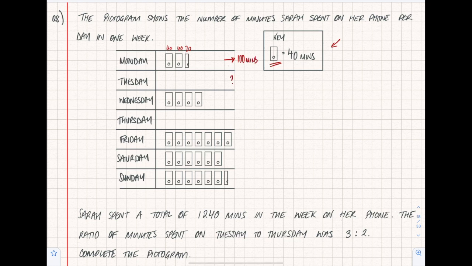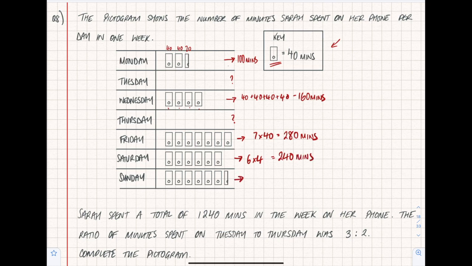Okay, we don't know this one. The next one, we've got 40, 40, 40, and 40. So that's a total of, you can write it out in 4 if you want, 160 minutes. We obviously don't know Thursday. And then we've got 1, 2, 3, 4, 5, 6, 7 lots there of your 40. So you could either just do 7 times 40, or you could do 40 plus 40 plus 40 7 times. So I know that 7 times 4 is 28. Put your 0 back on. And then here, how many have we got? 1, 2, 3, 4, 5, 6. So 6 times 40 is 240.